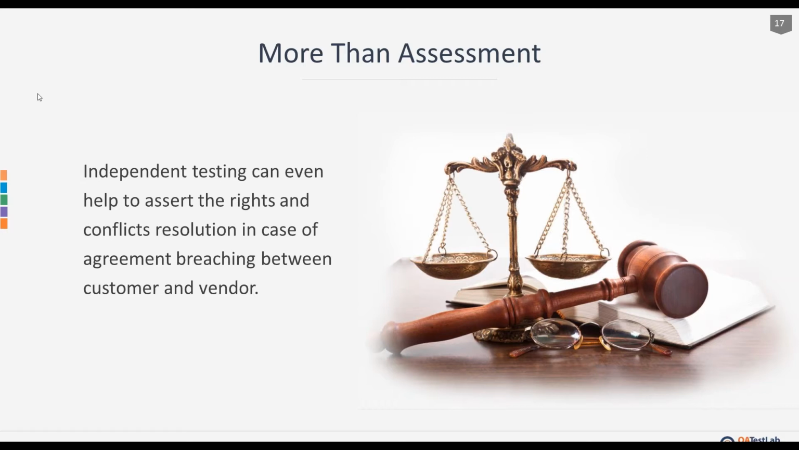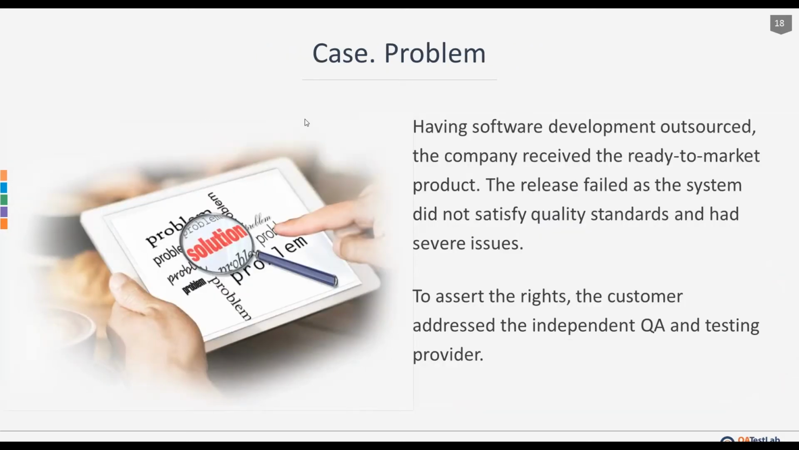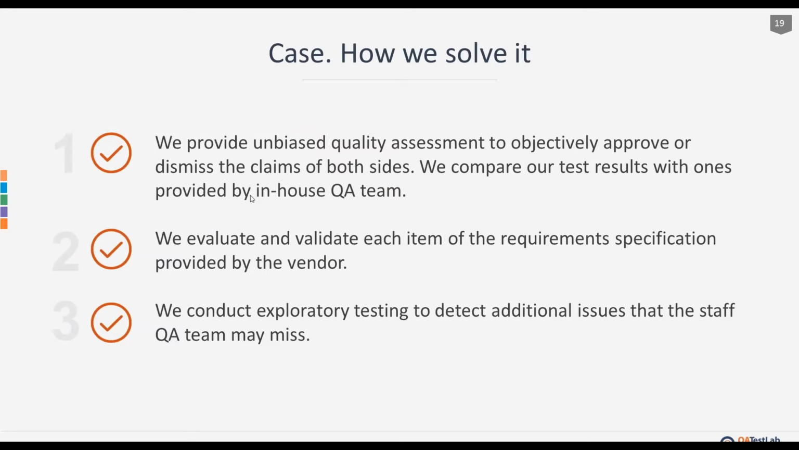I'd like to say that this is a real case, a real example. What was the problem? Having had software development outsourced, the company received the ready-to-market product. The release failed as the system did not satisfy quality standards and had several issues. To assert its rights, the customer addressed an independent QA and testing provider. Recently, the issue of settling disagreements and resolving disputes between the customer and performer is very topical and quite even burning. The last, I don't know, perhaps 6 months.